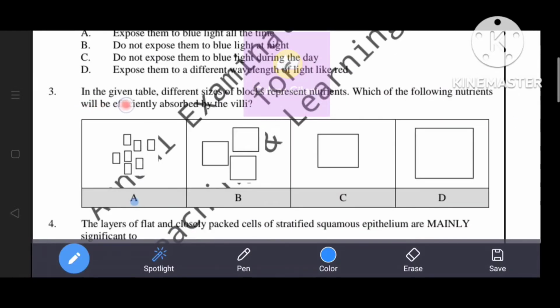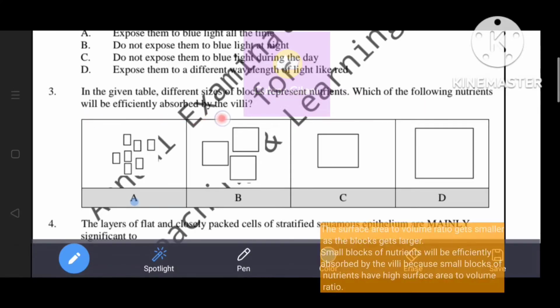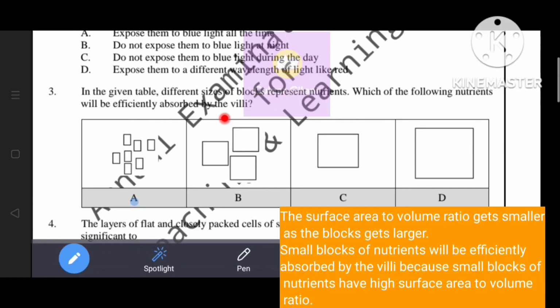In the given table, different sizes of blocks represent nutrients. Which of the following nutrients will be efficiently absorbed by the villi? The surface area to volume ratio gets smaller as the blocks get larger. Small blocks of nutrients will be efficiently absorbed by the villi because small blocks of nutrients have high surface area to volume ratio.